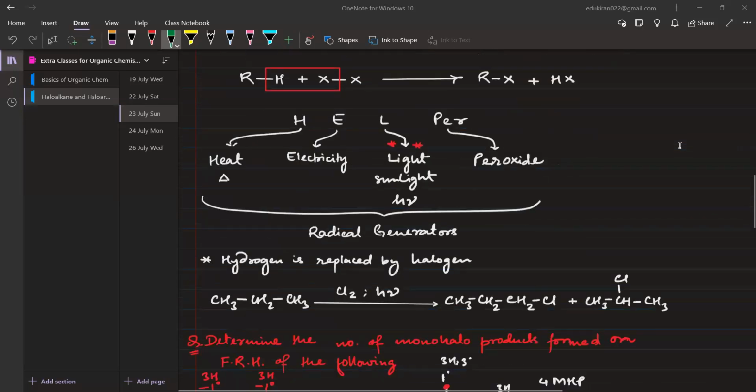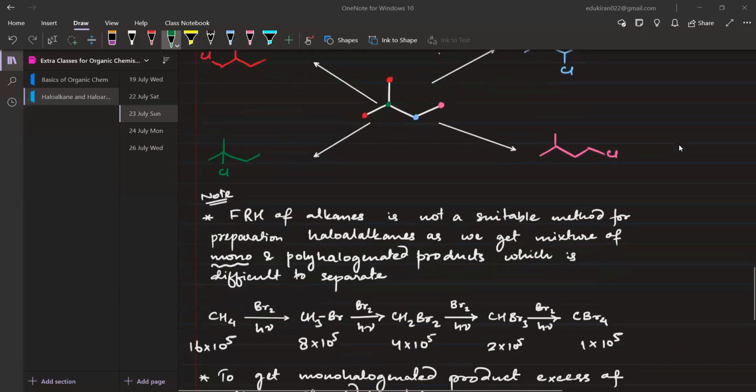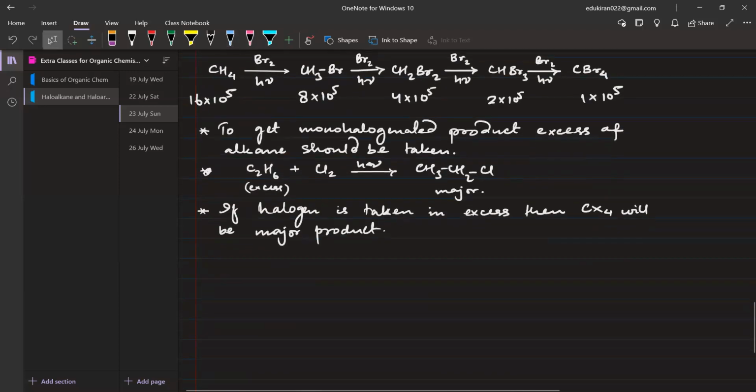Then again, here you will see a Why question. Free radical halogenation is not a suitable method for preparation because we get a mixture of products, right? Same thing. So this is another Why question which can be asked. Then here, why is excess of alkane taken to get the monohalogenated product? So all of these are simple Why questions that can come.